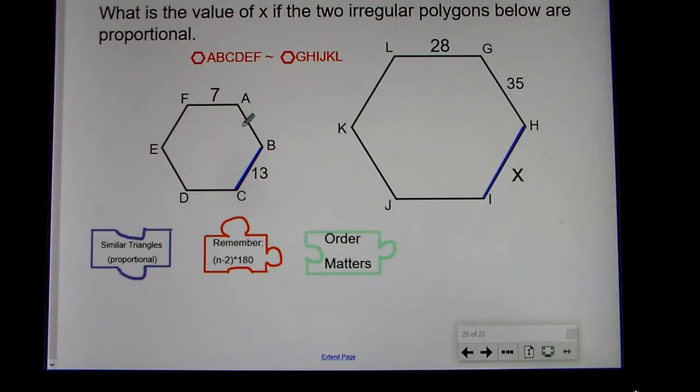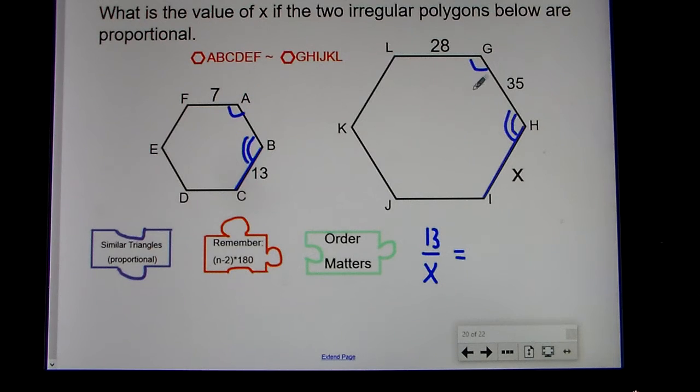So one good thing to do is just label those angles. So A and G, A there, and G is here. B, got the double, and H, they match up. So it looks like side AB goes with GH, FA goes with LG, BC goes with HI. So when we're doing a problem like this, it's very similar to what we've been doing in class. Whereas this side HI matches up with BC. So we do small divided by big is equal to small divided by big.